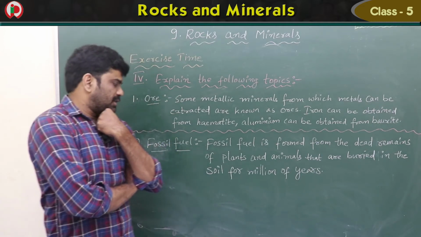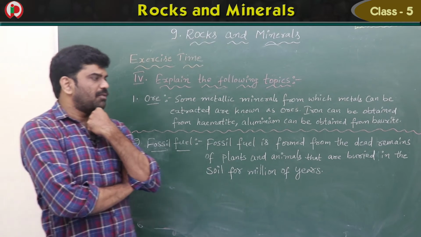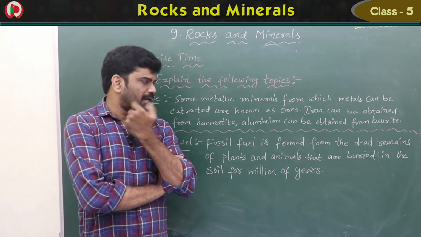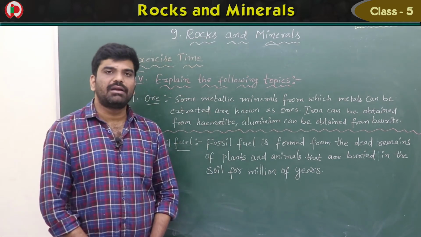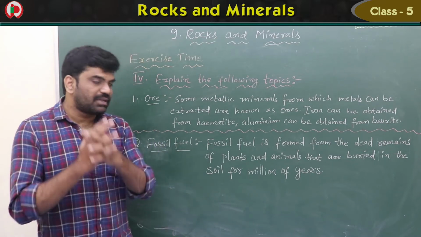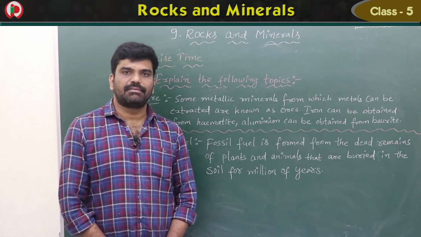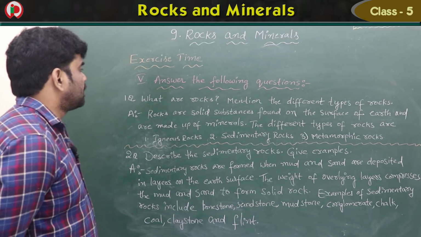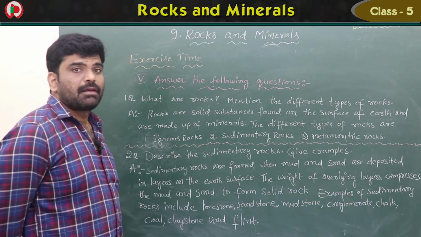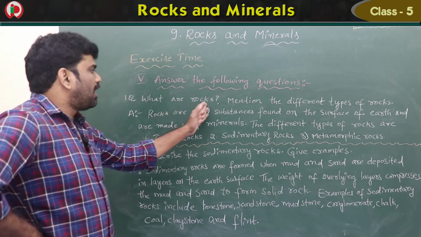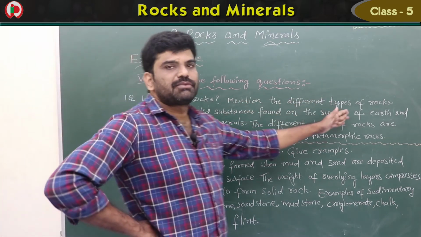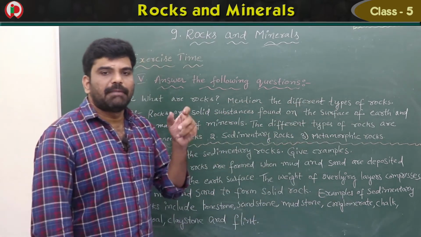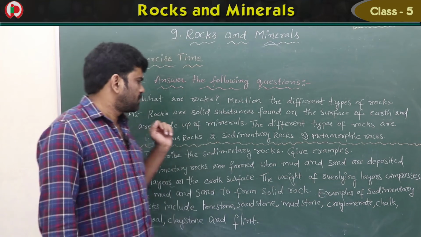Fossil fuel is formed from the dead remains of plants and animals that are buried in the soil for millions of years. Children, now see the fifth bit, answer the following questions. First one, what are rocks? Mention the different types of rocks.